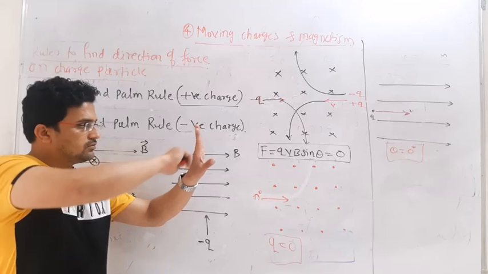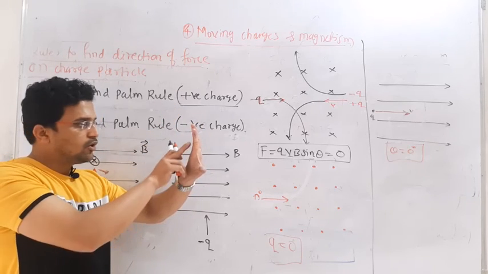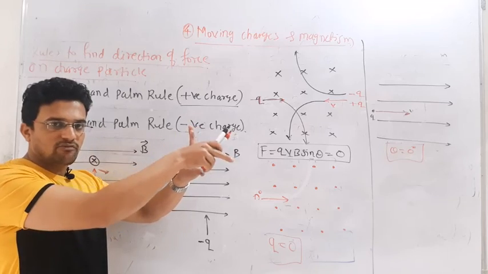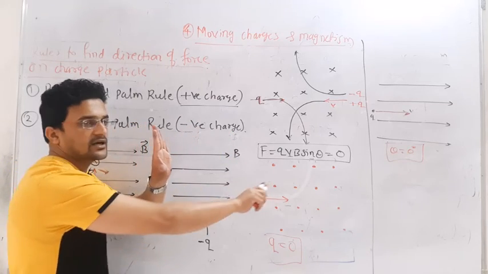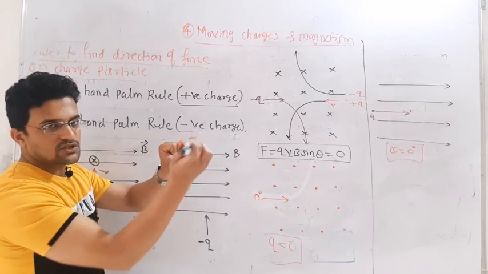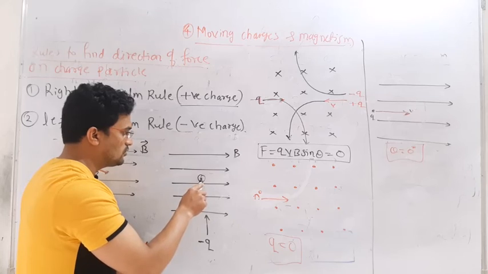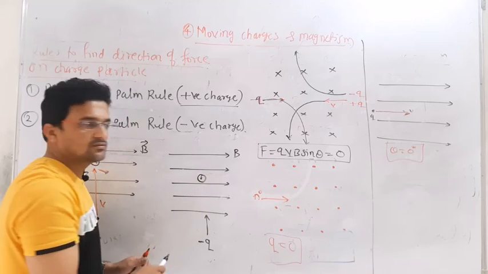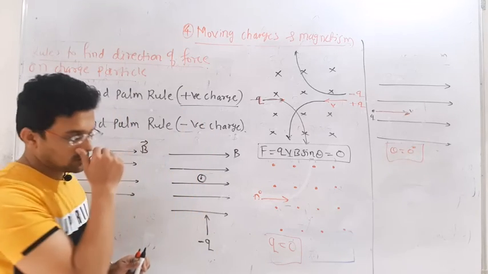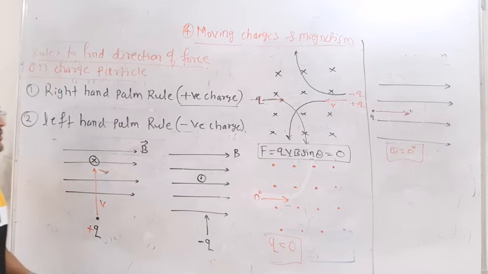All the fingers must be bent in the direction of the magnetic field, so this is the direction of the magnetic field, and it will bend. That means this charged particle, after bending, will move towards you. Towards you means coming towards you, so I will represent it with a dot. So for today's lecture, this much is sufficient.